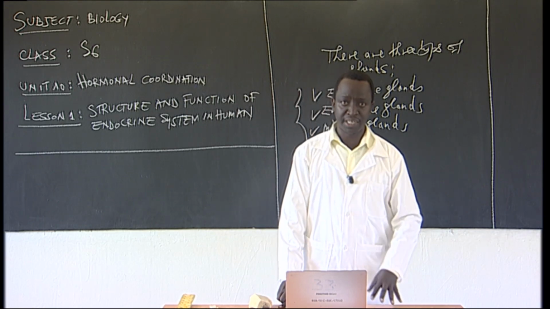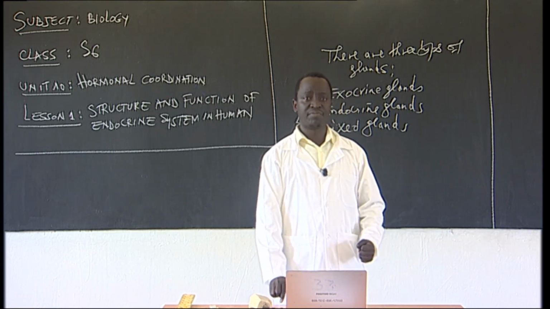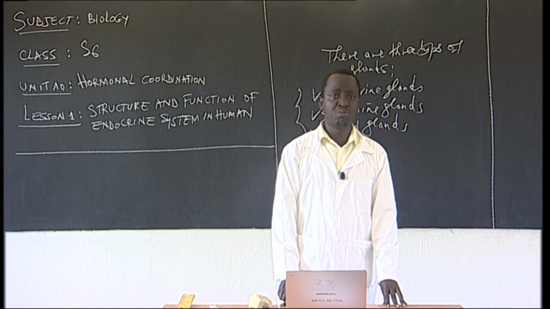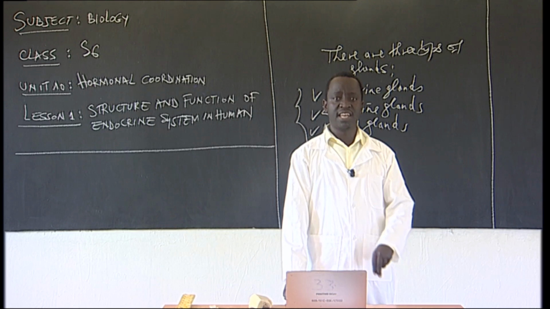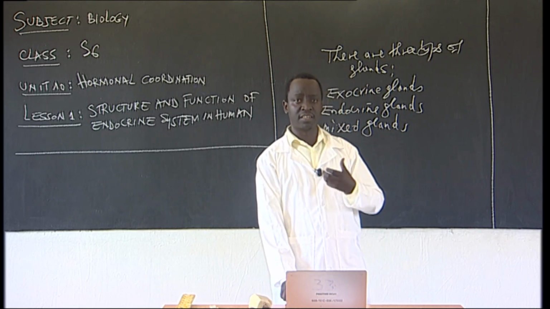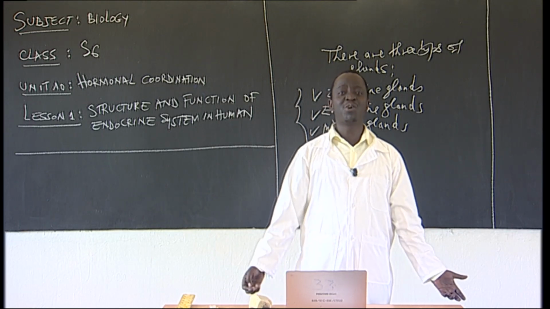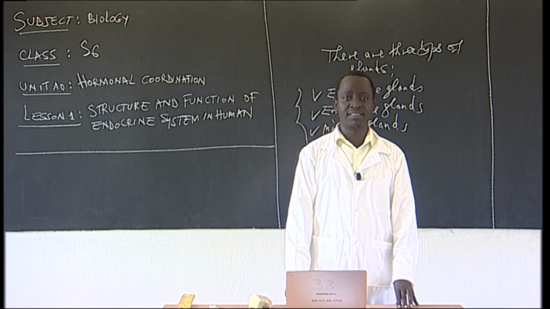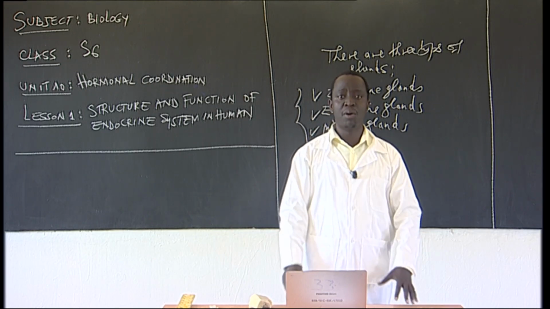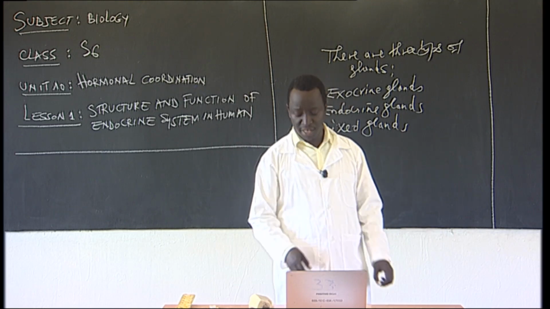All these are examples of exocrine glands. An exocrine gland is also called a duct gland, which secretes substances into the duct, and they are excreted out. For example, take the salivary gland, which secretes saliva. When saliva is secreted, it is not transported into the blood. It just passes through the canal, and you see in our mouth there is saliva. Those are what you call exocrine glands.